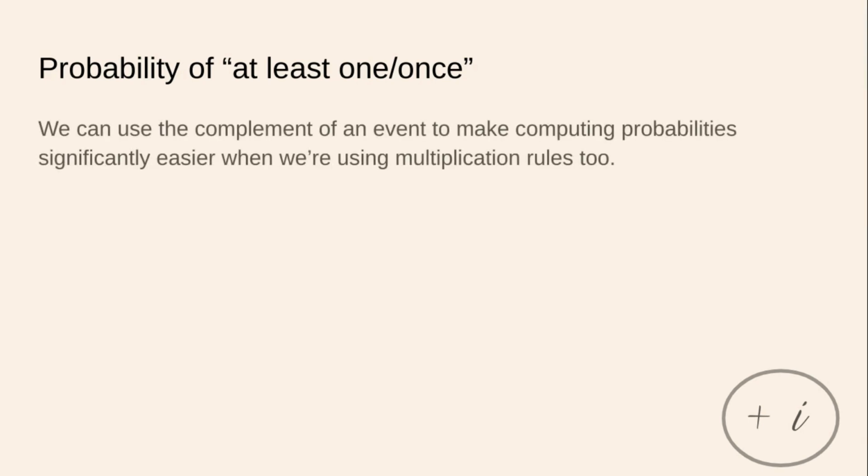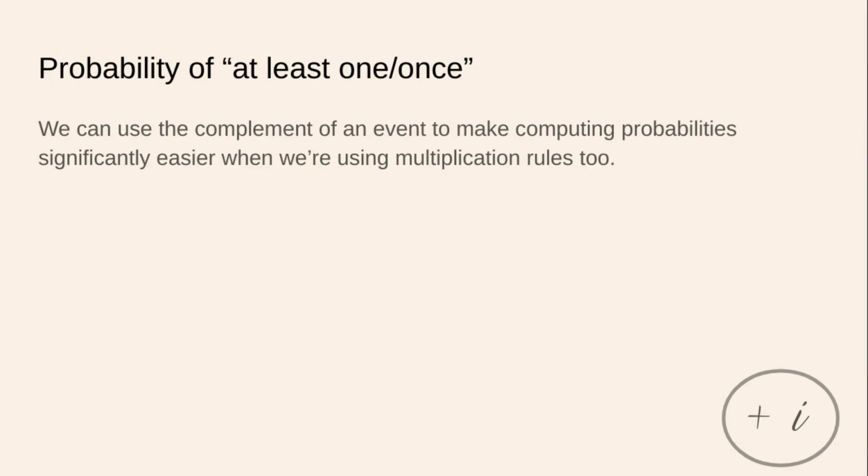So we can use the complement of an event. What is the complement of an event? Well, if we have an event, say E, the complement of that event E is that event E not happening. So we could talk about the probability of E, the probability the event happens, or we can talk about the probability of the complement of E, which is the probability that E does not happen.